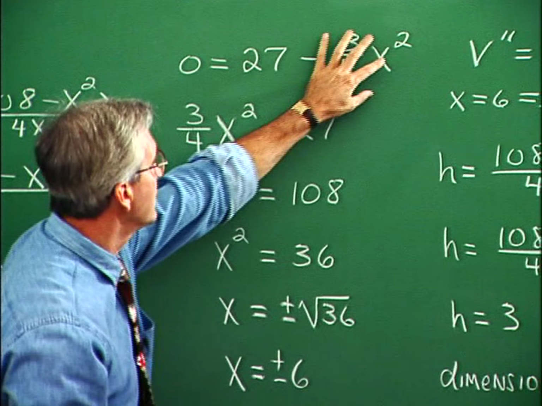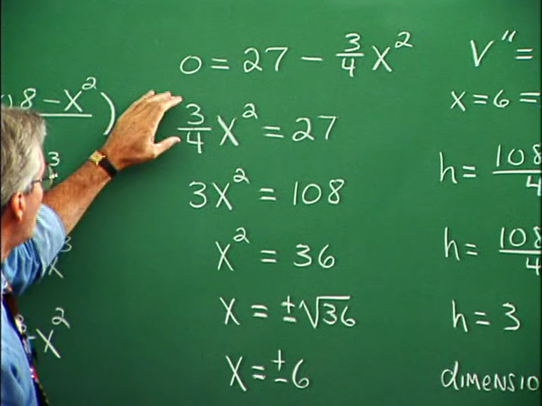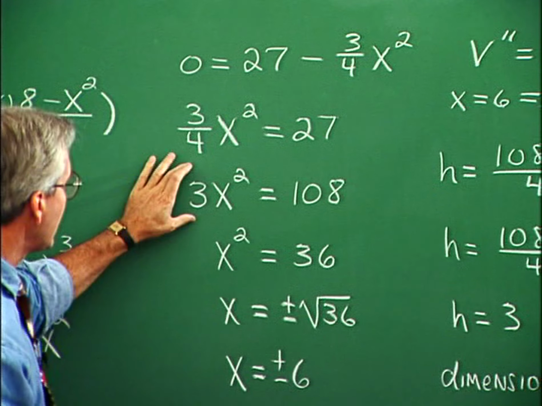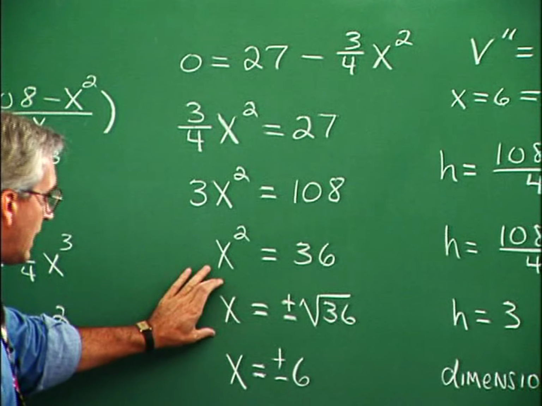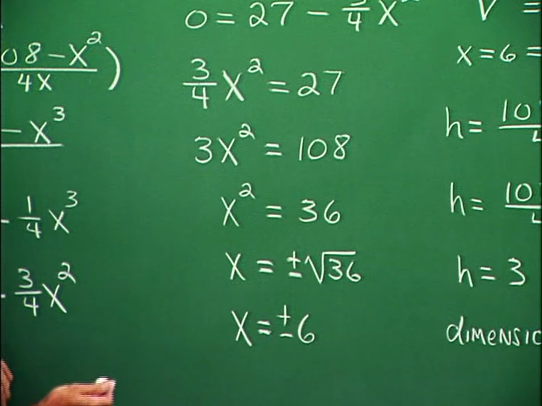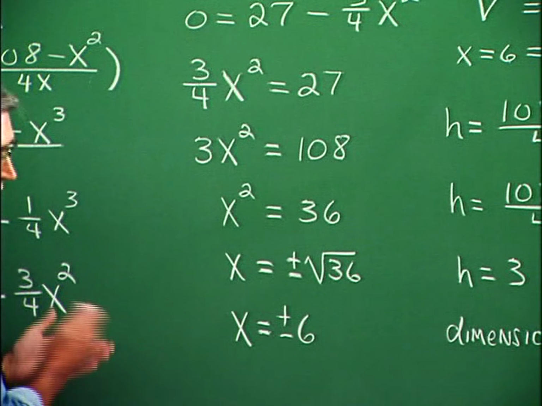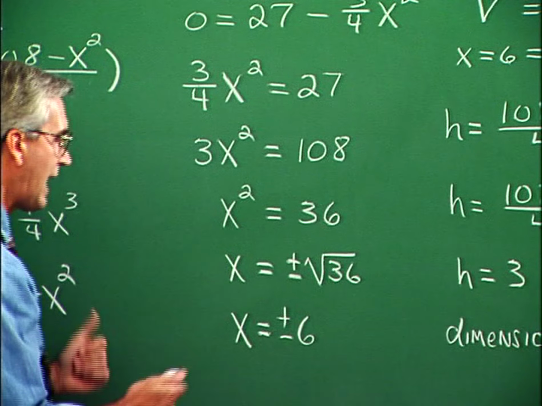And let's see, kicking this term to this side, we get 3/4 x squared. Multiplying on both sides by 4, we get this. Dividing on both sides by 3, we get this. So x is plus or minus the square root of 36, and x is plus or minus 6. The negative value doesn't make any sense here, so 6 is our solution. And at the moment, maybe it's a candidate for a solution.